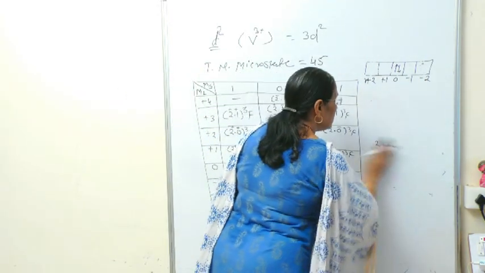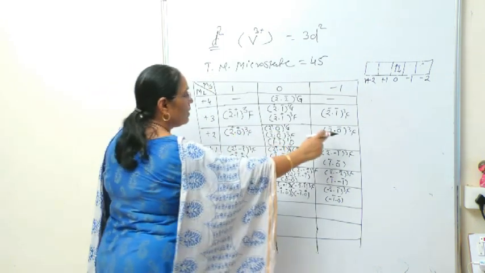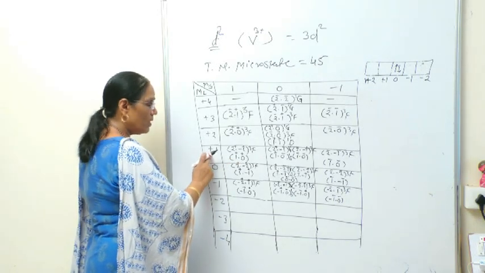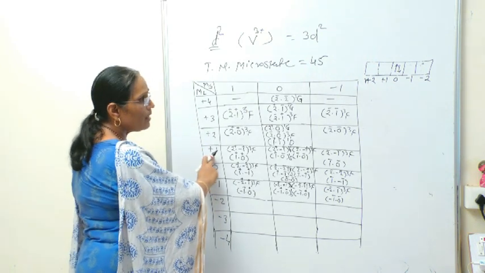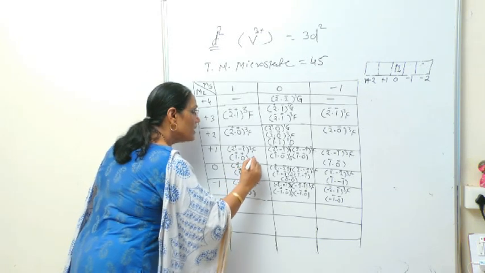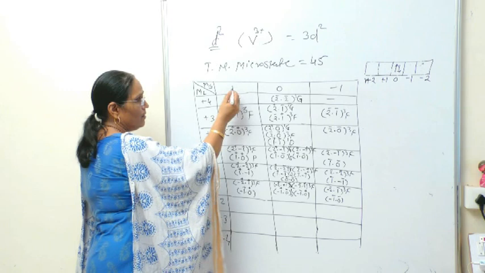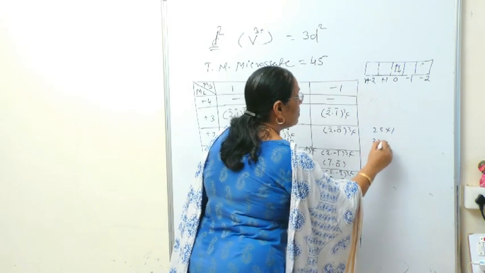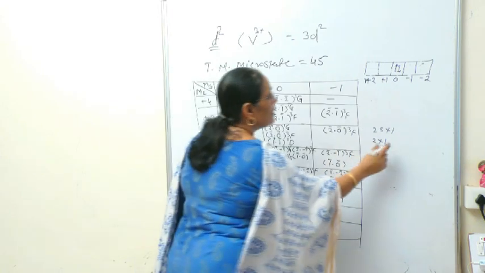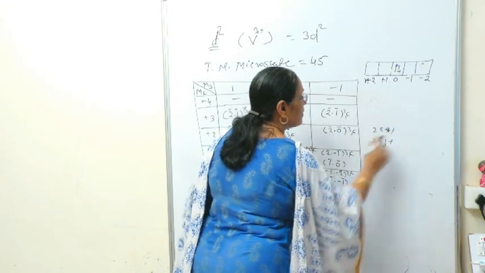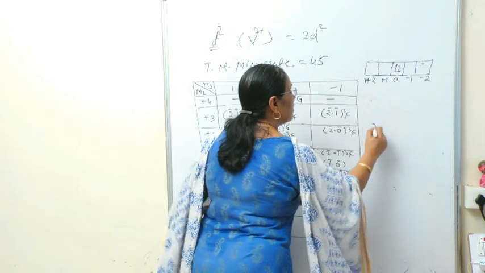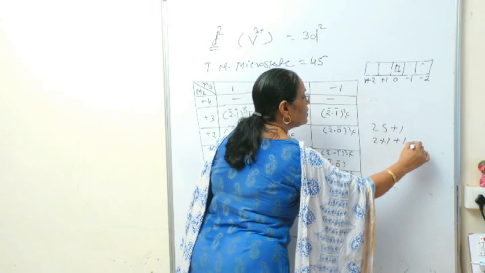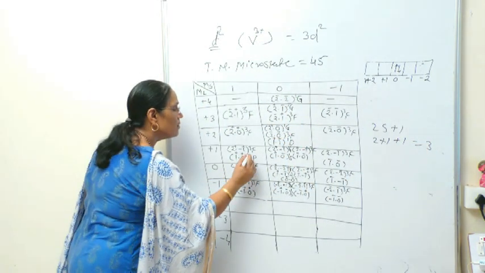Then the next term to be classified is this one. For this term, the total orbital quantum number is 1, and when the L value is 1, the term symbol is P, and the total spin is 1. So again 2S plus 1, the spin multiplicity, where S is the total spin, here 1, so 2 into 1 plus 1 is equal to 3. So the spin multiplicity of this term is 3.